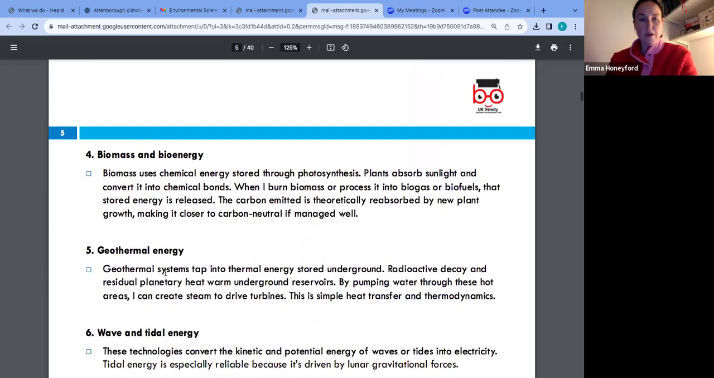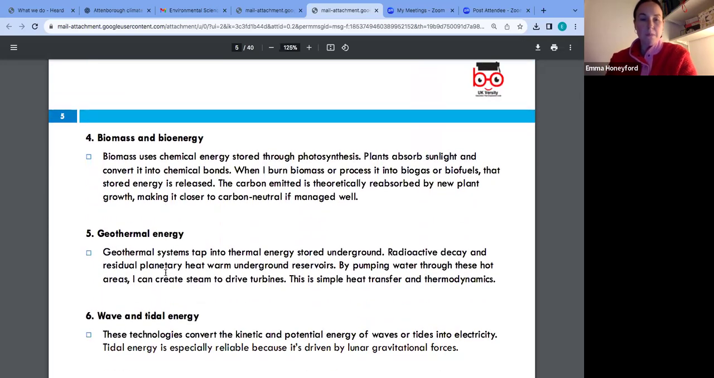And then you have biomass and bioenergy. Biomass uses chemical energy stored through photosynthesis. Plants absorb the light and convert it into chemical bonds. When we burn biomass or process it into biogas or biofuels, that stored energy is then released. The carbon emitted is theoretically reabsorbed by new plant growth, making it closer to carbon neutral if managed well.